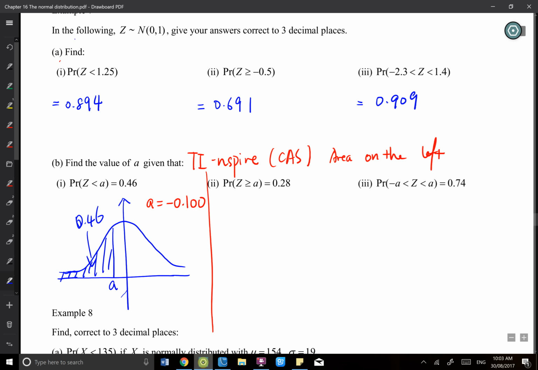Let's look at another example. Let's think about this one. It gives me the Z normal.